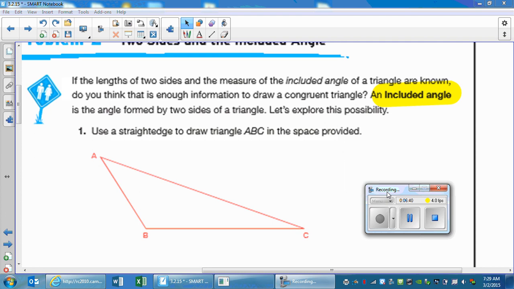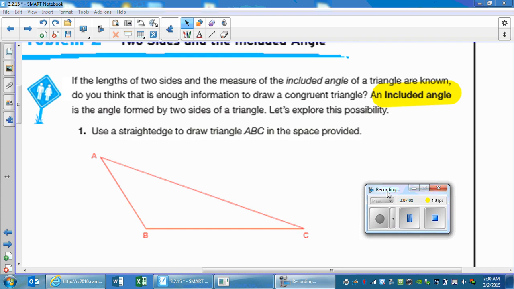If the lengths of two sides and the measure of an included angle of a triangle are known, do you think it's enough to draw a congruent triangle? And an included angle is the angle formed by two sides of a triangle. So we're going to explore this. It does want you to use a straight edge and a protractor, but I want you just to do your best guesstimate and follow along with me. That way we can save a little bit of time.